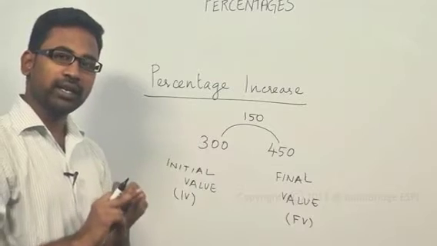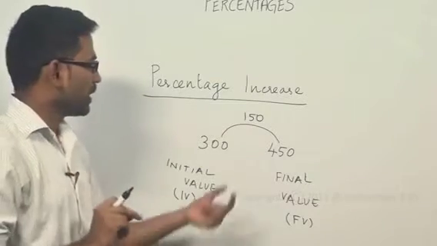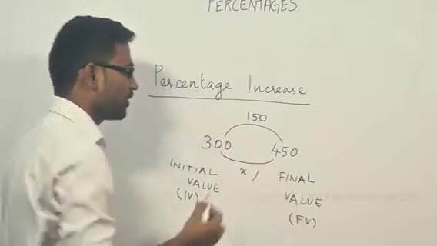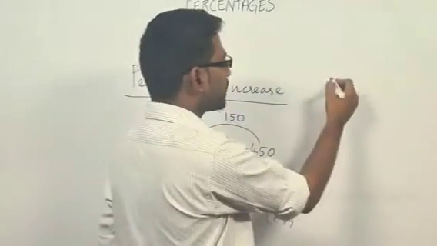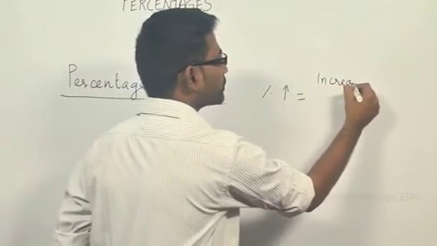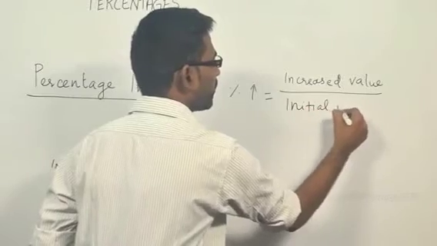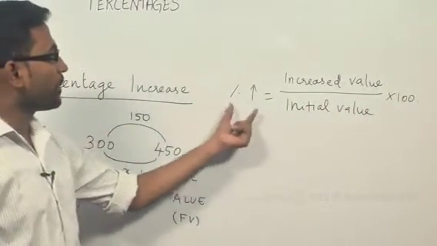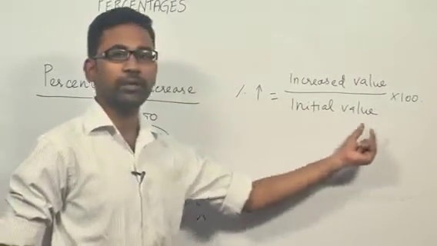The value that got increased and the percentage increase are different. That's what you have to clearly understand. This is the increased value. You have to check how much percentage got increased when it becomes 450 from 300. So the formula is: percentage increase is given by increased value by initial value into 100.